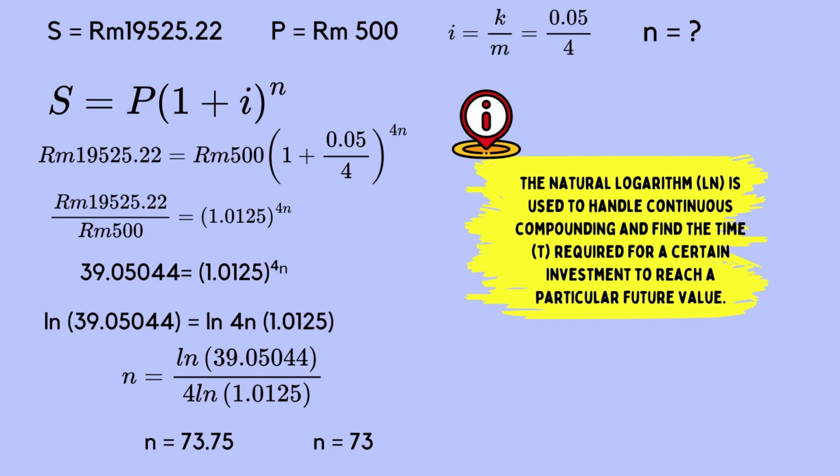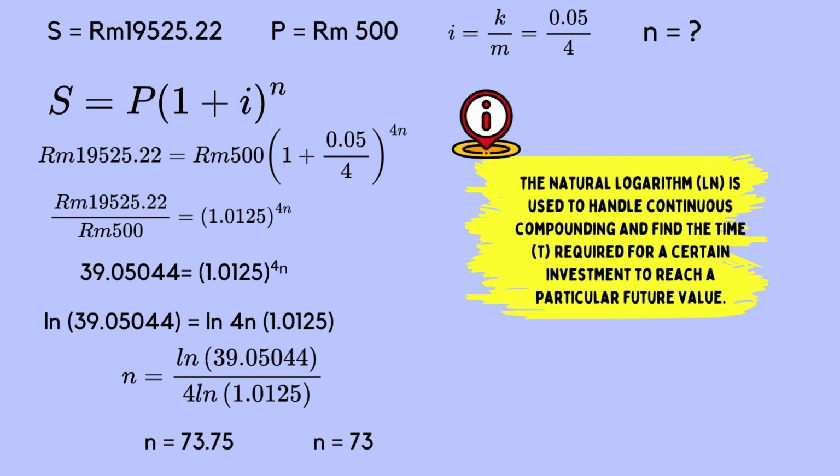So after the settle, you got 39.05044 equal to open bracket 1.0125 close bracket power of 4n. So in this type of situation, we need to bring down the n. So we will use ln. So both of the side we need to put ln, as you can see at the slide. So we can find the n by moving the 4 times ln 1.0125 to the other side. So it will divide by ln 39.05044. After that, you just press your calculator by key in ln 39.05044 divided by 4 times ln 1.0125. Then you will get the answer, n equal to 73.75.